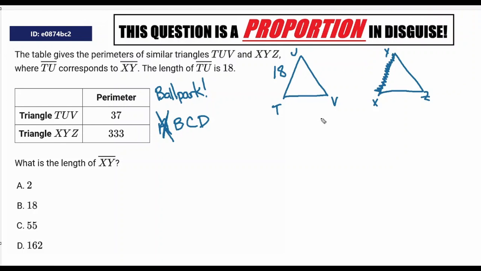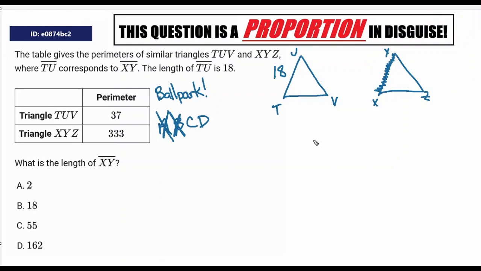Let's take a look at answer choice B. It says that XY would be 18. What do you think would happen to the perimeters then? They're similar triangles. They could be the same? Yeah, man, that can't be right either. So even if you have no idea what you're doing, you can still get this down to a 50-50 shot, which is a beautiful thing.